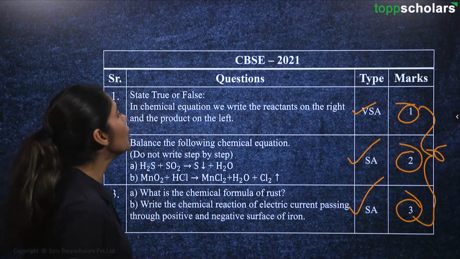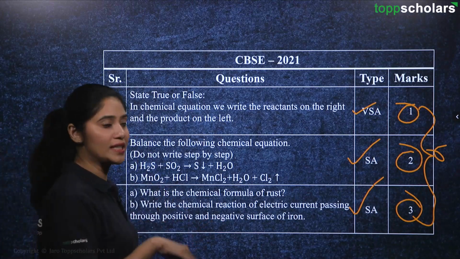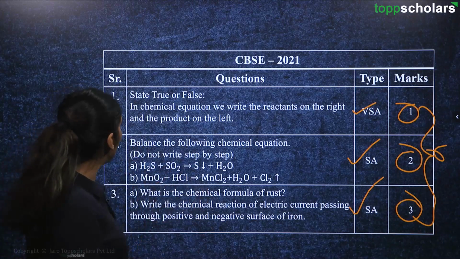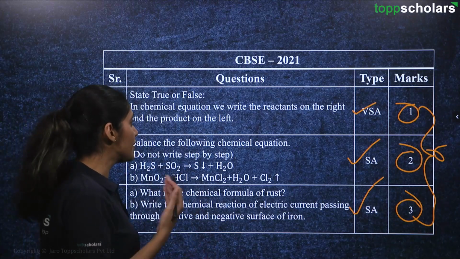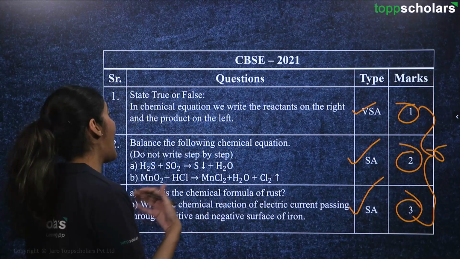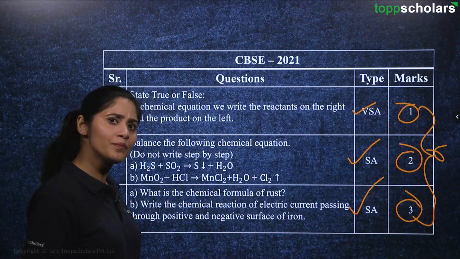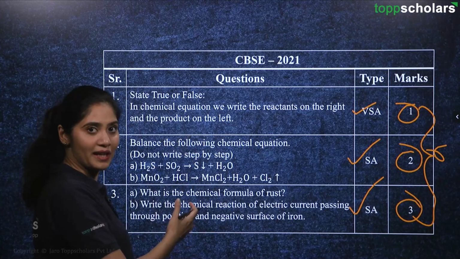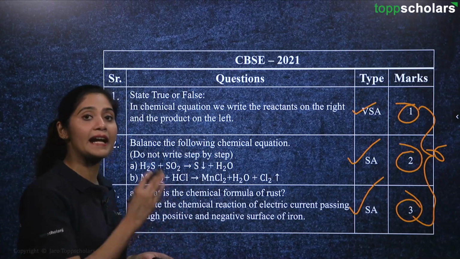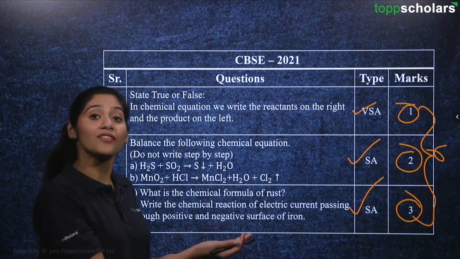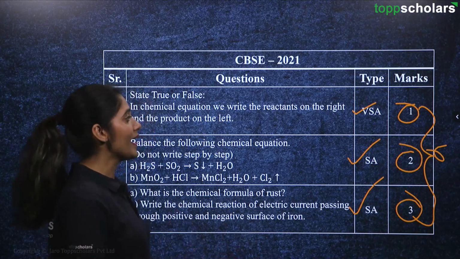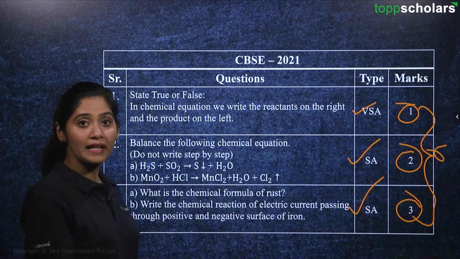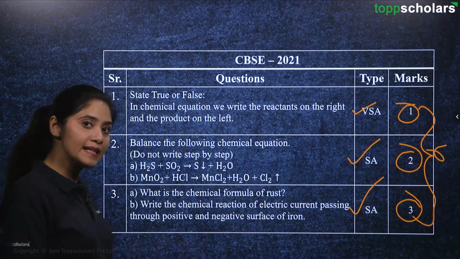So let's see what is the first question, which is a very short answer type question giving you 1 mark. State true or false. In chemical equation, we write the reactants on the right and product on left. Is that true? Of course not. This is false. We always know that we start from the reactants on the left hand side and moving on to the right hand side, we have our products, right? So this is obviously false, and we can also write what is the correct sentence then.